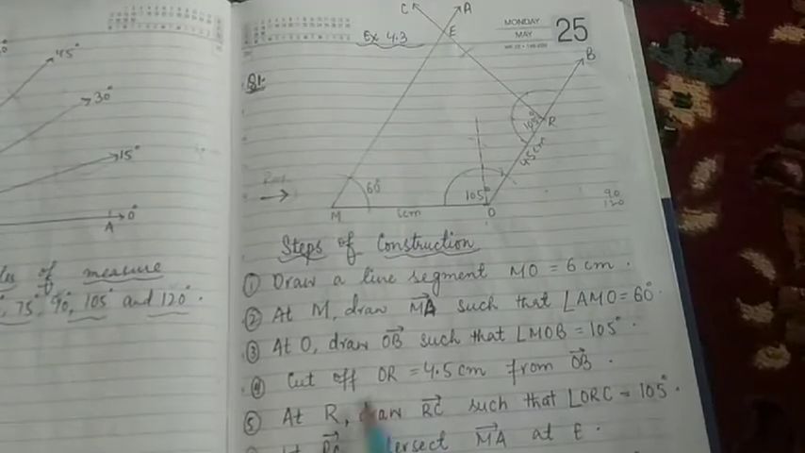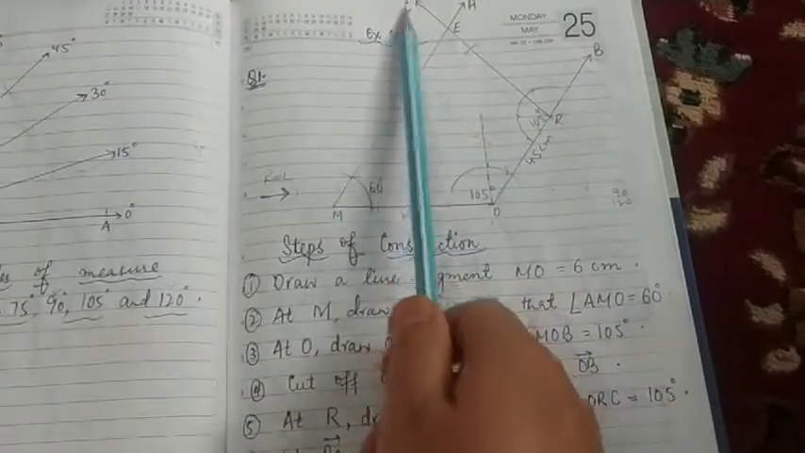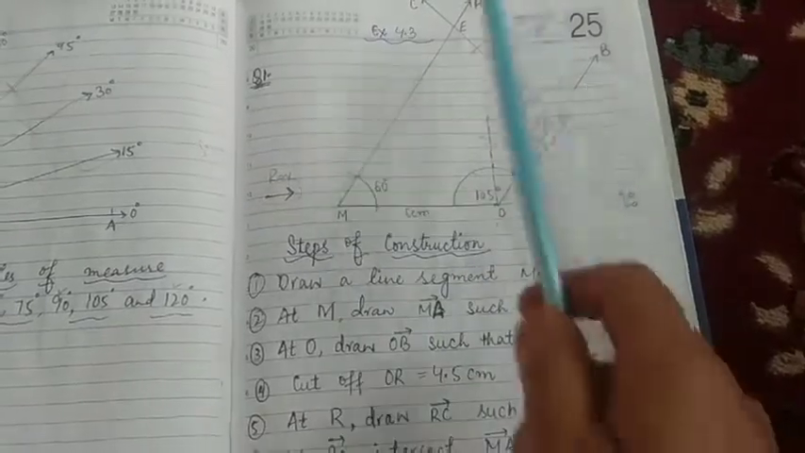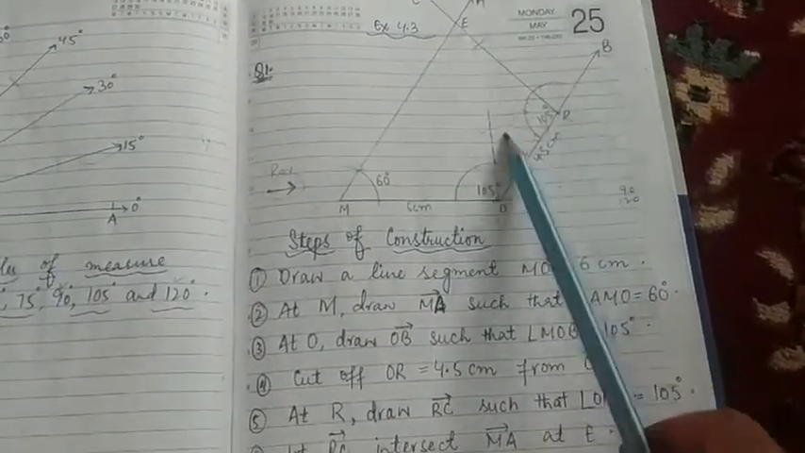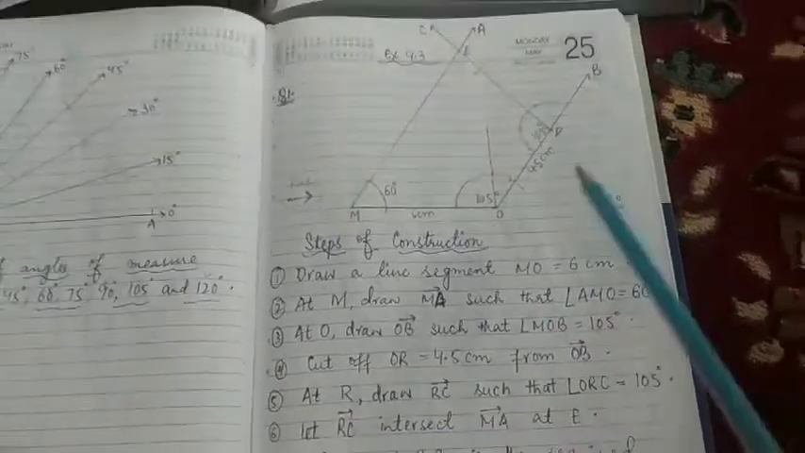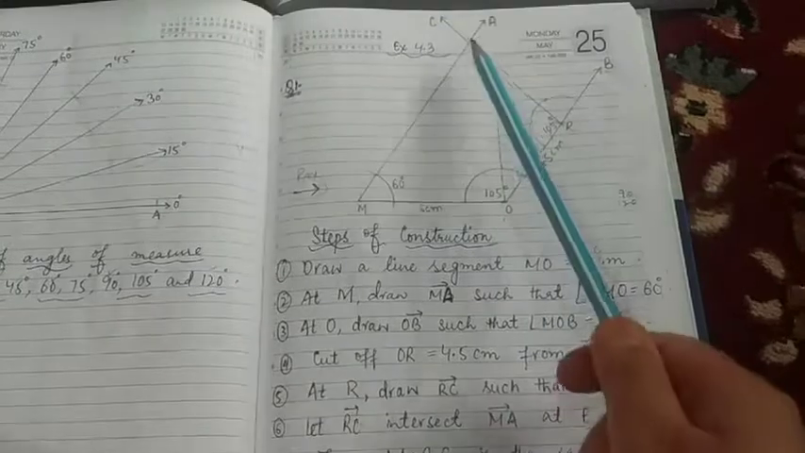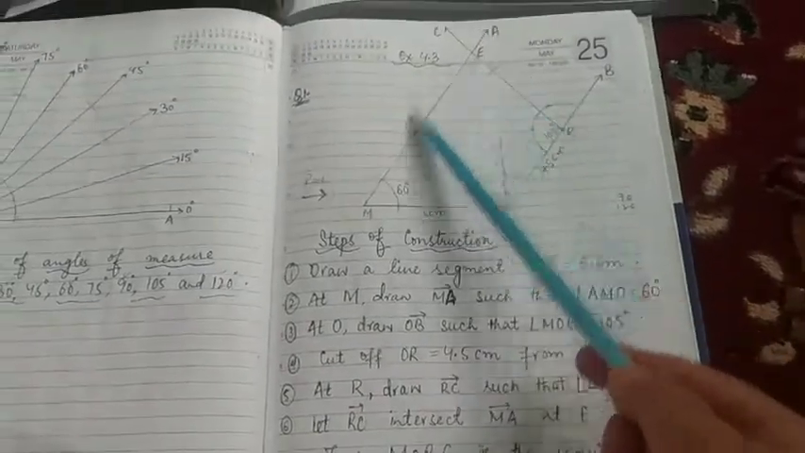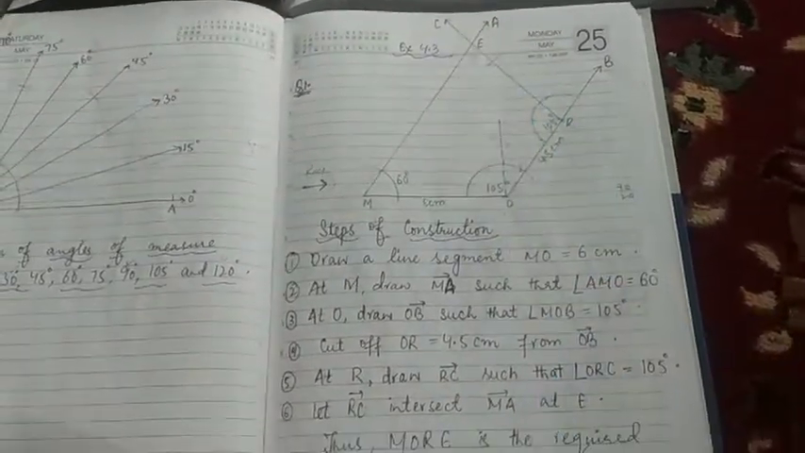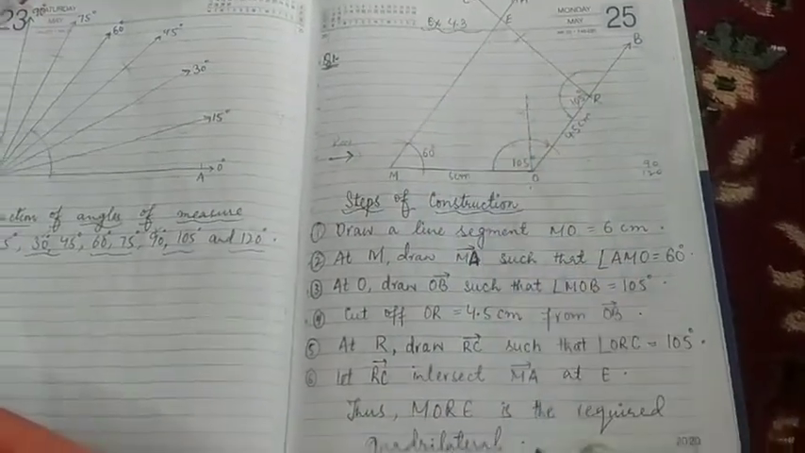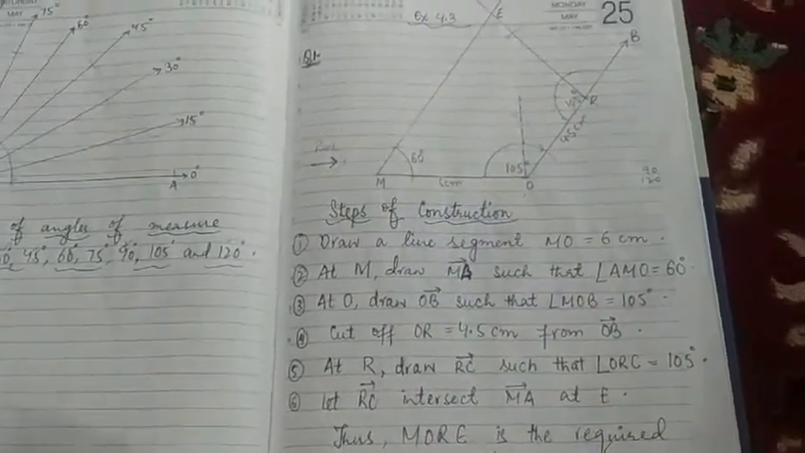Now at R, draw a ray RC such that angle ORC will be equal to 105, right? Let this RC and MA intersect at E. That means the point of intersection of these two rays will be E. So that's it. Our quadrilateral MORE is the required quadrilateral, okay?